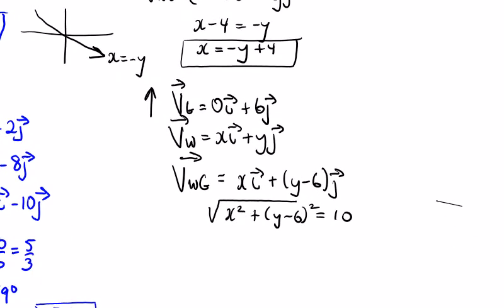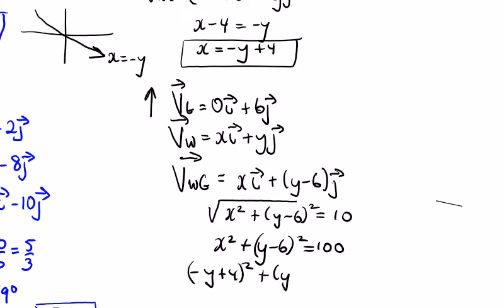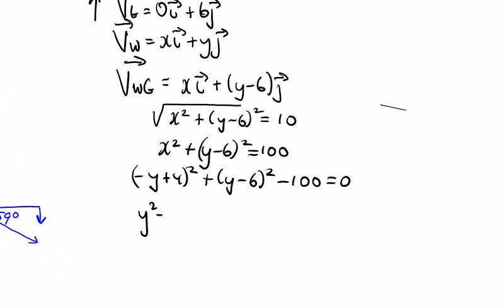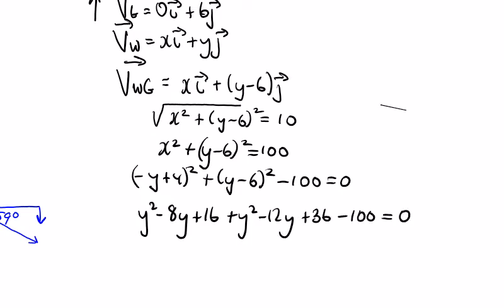We sub in x now, well, we'll multiply first. X squared plus y minus 6 to be squared is equal to 100. So x squared is minus y plus 4 squared, plus y minus 6 to be squared, minus 100 equals 0. Multiplying this out, we're going to get y squared minus 8y plus 16 plus y squared minus 12y plus 36 minus 100 is equal to 0. So I have two y squareds.